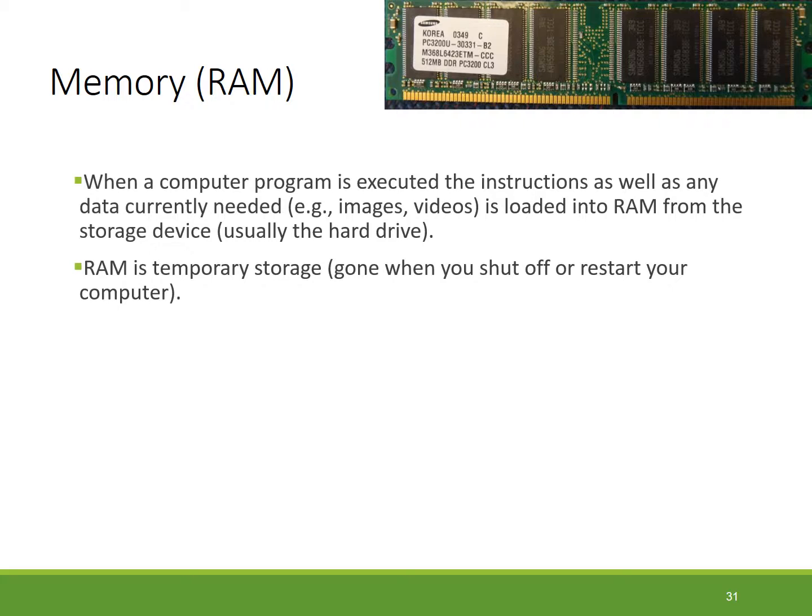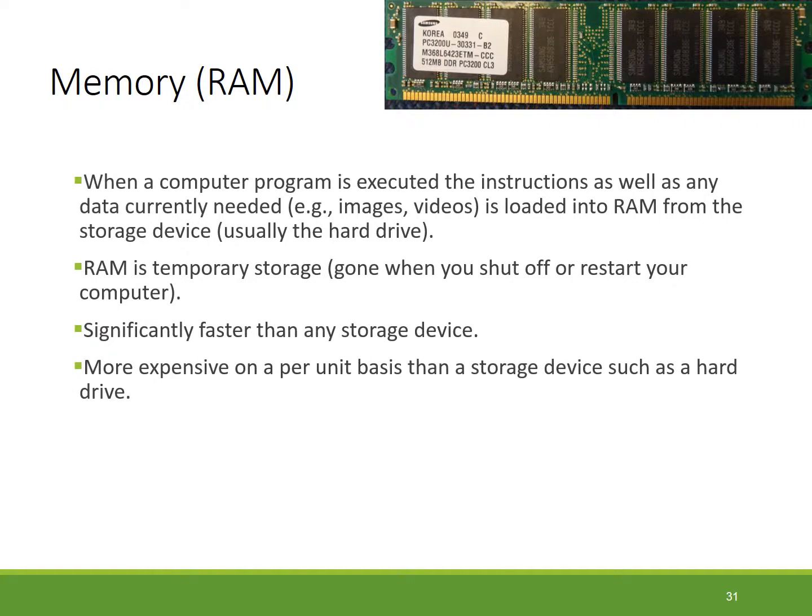It's really, really fast, but because it's volatile, you lose the information, and you need to have another place that you're going to store things as well. So it's faster than any other storage device on your machine. The other aspect of RAM is that it's more expensive on a per unit or per gigabyte basis than your hard disk will be, or any other storage device would be.